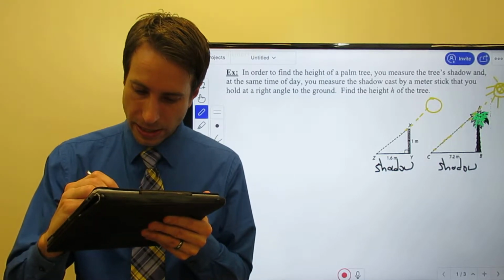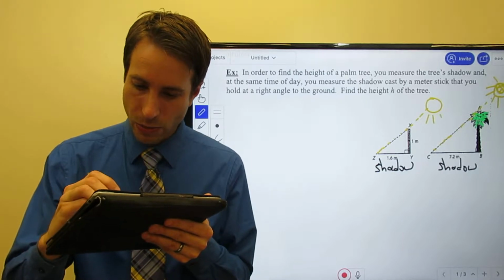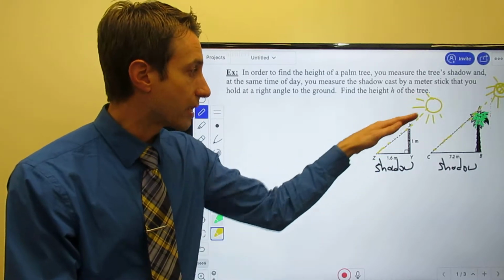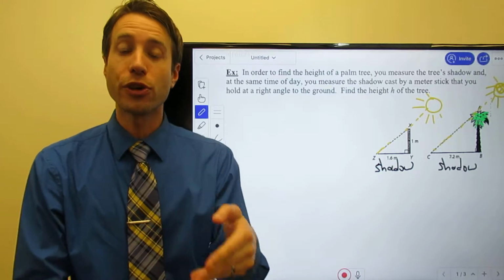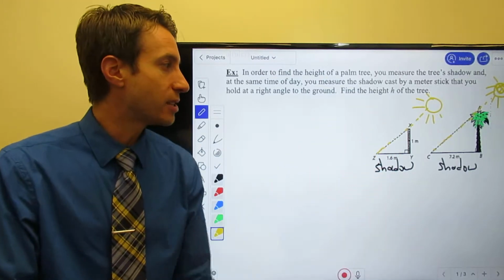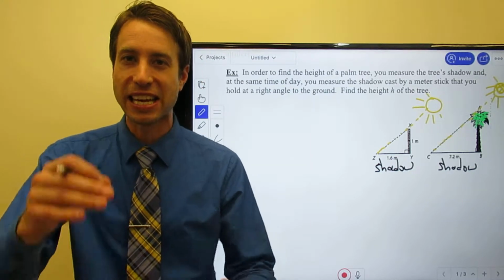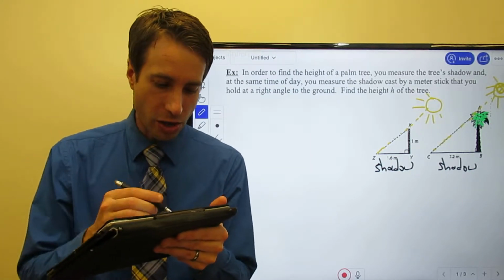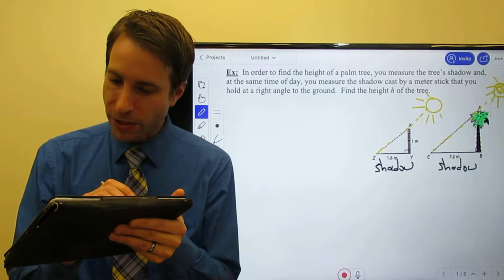That meter stick, because of that ray of sunshine, that ray of sunlight, is going to cast a shadow on the ground. The question is, how can I use this to help me? Well, here's where it comes in. These triangles are similar. Let me show you.